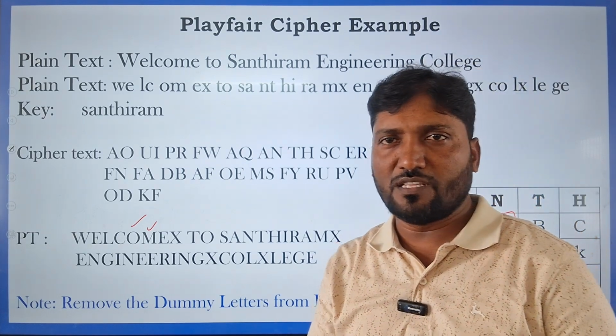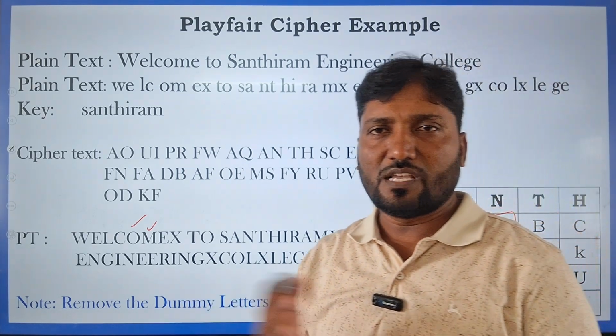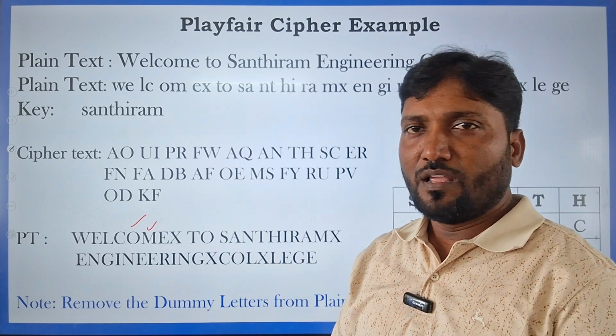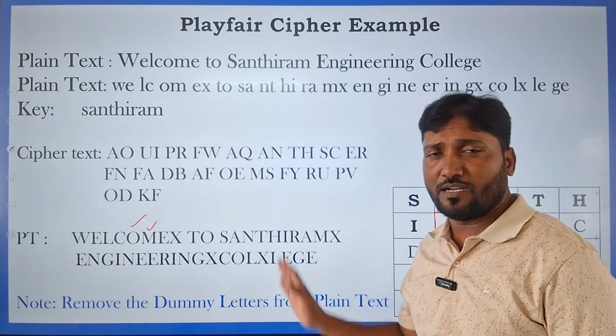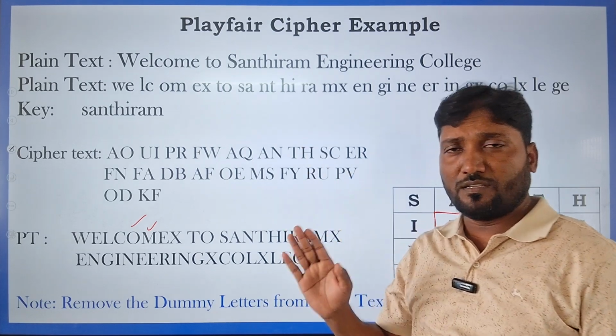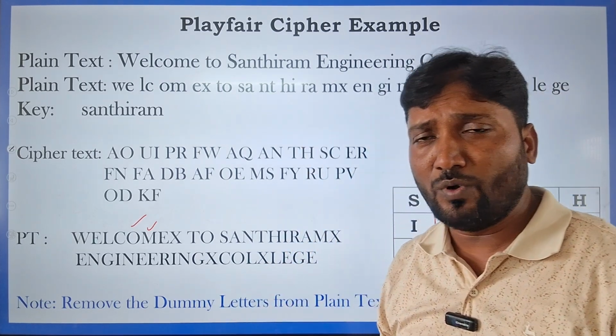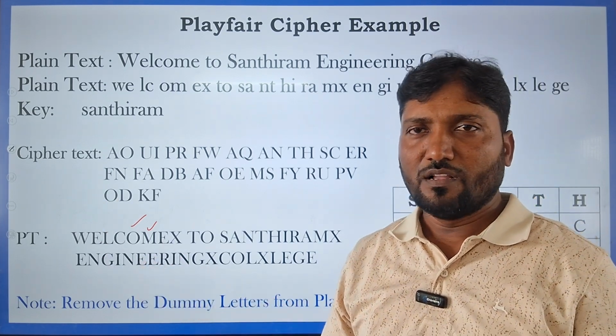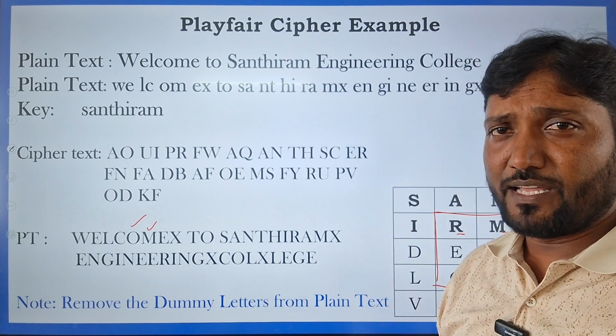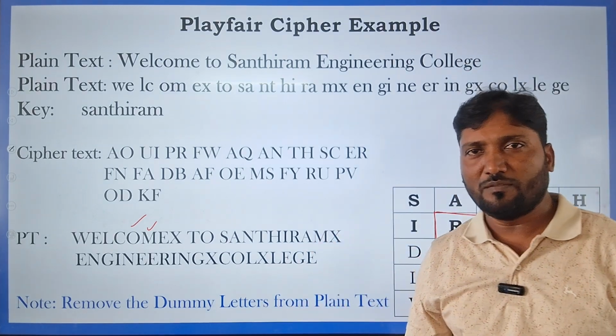So we need to change the rules while converting from cipher text into plain text. That is, if the cipher text letters are in the same column, we are going to take the up arrow. If the cipher text letters are in the same row, then we are going to take the back arrow. So that is how to generate the cipher text from the given plain text by using Playfair.